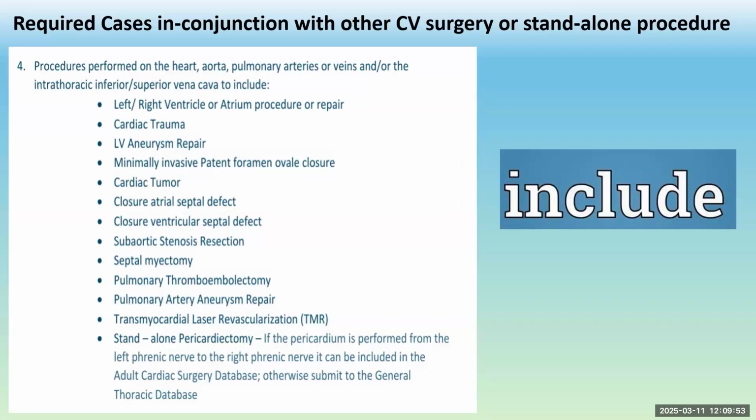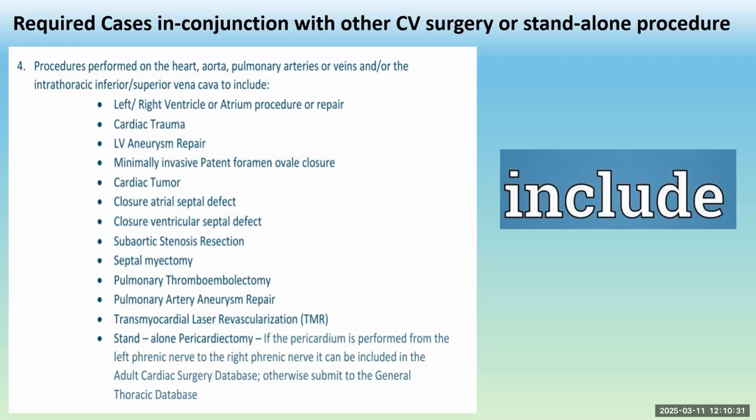Okay, moving on, required cases. Procedures performed on the heart, the aorta, the pulmonary arteries or veins, and/or the inferior or superior vena cava. So we're talking about great vessel procedures here, okay? This would be any kind of left atrium, right atrium, left ventricle, or right ventricle procedure. We get a lot of LV perforations that need to go in the database.